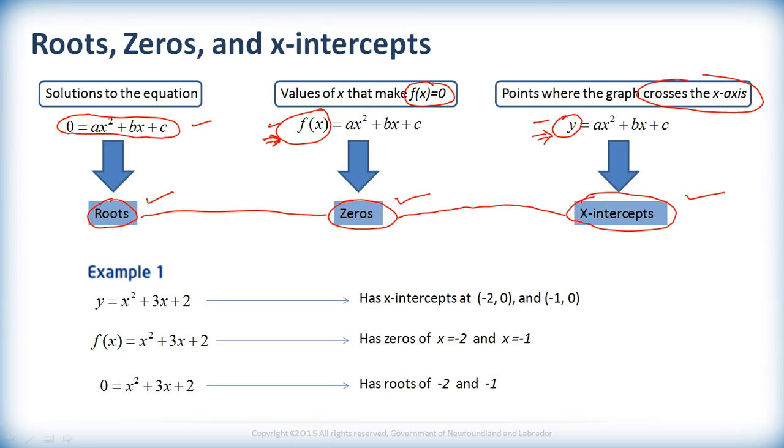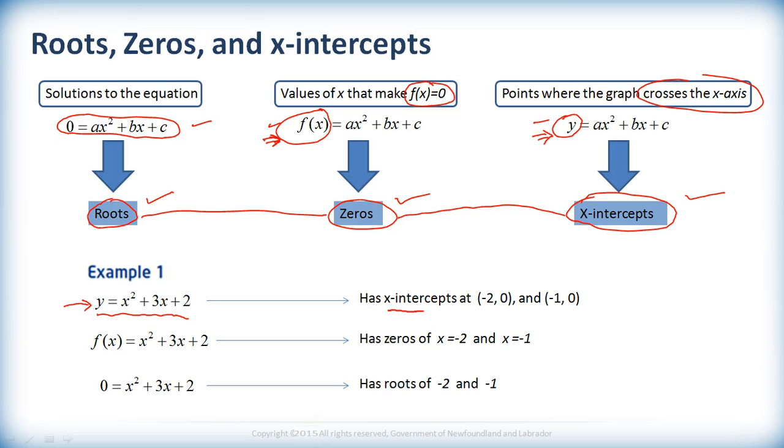Okay? So our first example, if we look at the equation y equals x squared plus 3x plus 2. Now they're all equations because they all have equal signs, but this particular one is going to correspond to the quadratic, to the graph of the quadratic, because we're talking about y and x here.